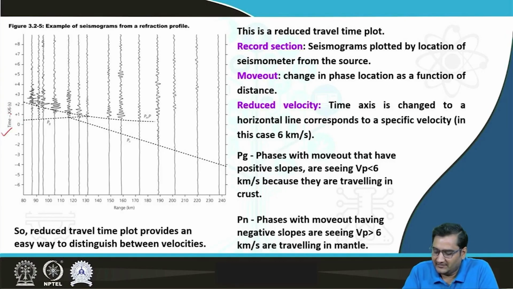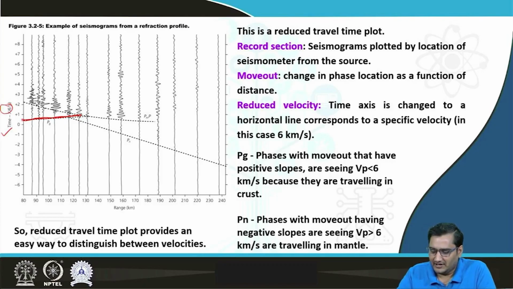So basically 6 is the factor that is taken as a specific velocity to reduce the travel time curve, so that we can easily distinguish between different kinds of velocities such as PG velocities and PN velocities. If you look at this particular diagram, you can see that there is a particular move out that you can observe along the PG. So you can see this is the move out, and this move out has a positive slope.